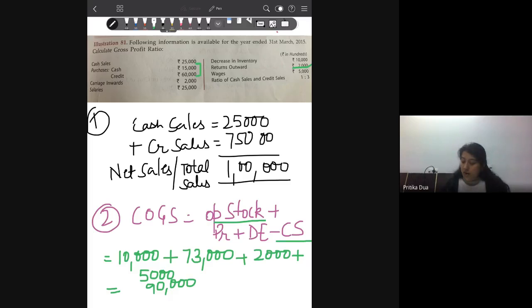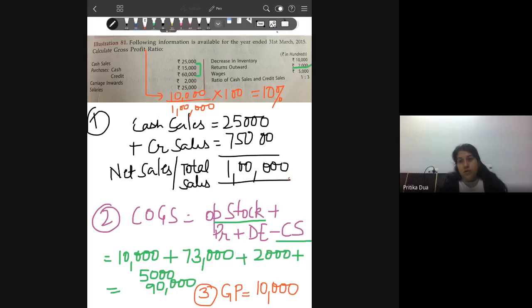इसका मतलब last element gross profit is net sales minus cost of goods sold, 10,000. सारी वैल्यूज आ गई, फॉर्मूला में पुट करो. You get the answer as 10,000 divided by 1 lakh into 100, which gives you 10% as the answer. So this is how you can get an indirect question on gross profit ratio, and you need to solve it in this manner.